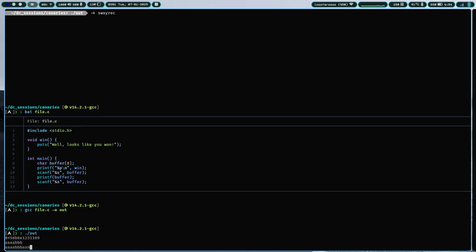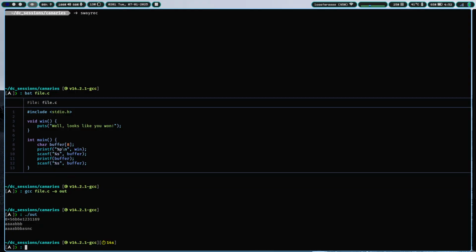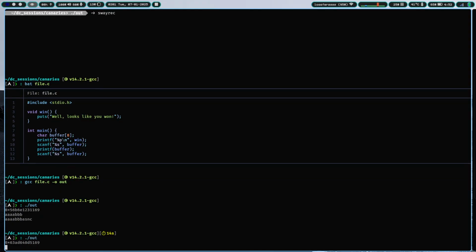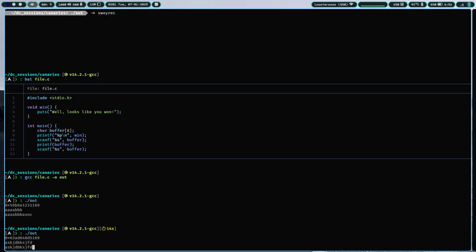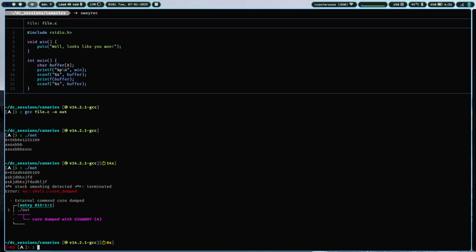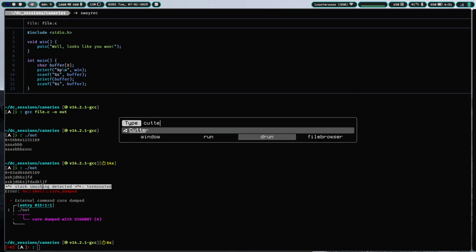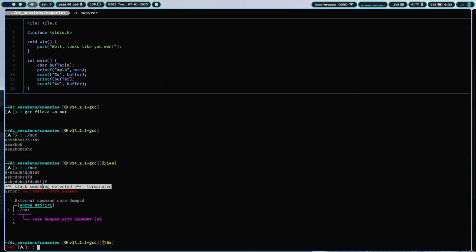Now I can type anything with these. So see, nothing happened right now. But if I do something like this, stack smashing detected. So this is what happens because of canaries. We'll explore this in Ghidra.